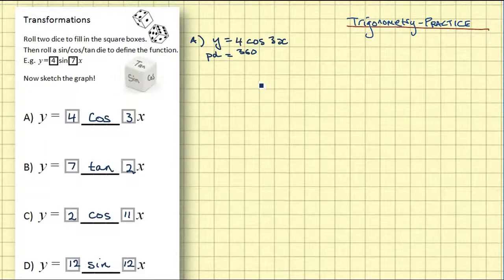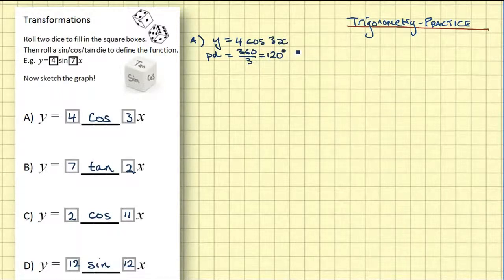So 360 is my starting point, and I'm going to divide this by 3 because this 3 here means it's going 3 times faster around the unit circle, if you like. So divide by 3 and I get my period. Well, 36 divided by 3 is going to be 12, so it's 120. Okay, so there's my period.